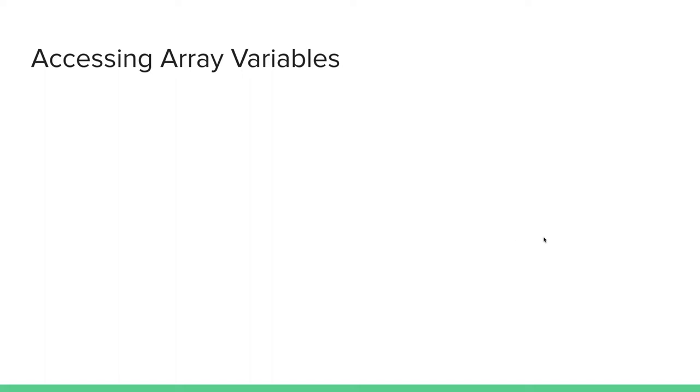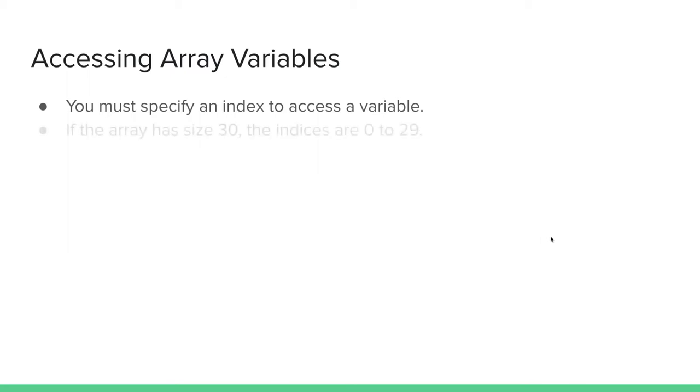Accessing array variables. So you must specify an index to access a variable in an array. If the array has size 30, the indices are from 0 to 29. So let's see this in some examples.